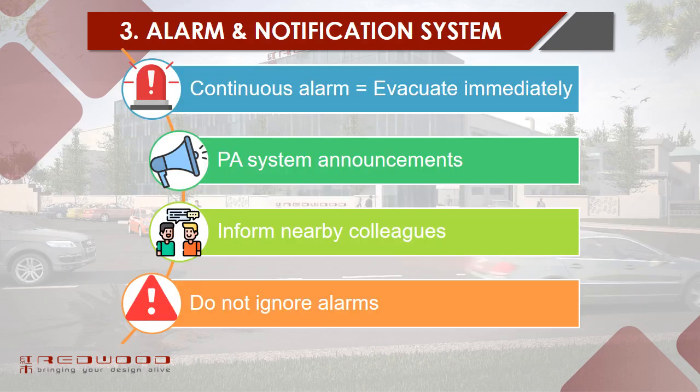Alarm and notification systems. Alarm and notification systems are used to provide early warning to all employees in the event of an emergency at the workplace. When the alarm sounds continuously, all employees must immediately evacuate the area and follow the established emergency evacuation procedures. Notifications may also be delivered through public address (PA) systems, instructions from supervisors or emergency response teams, and direct communication within the work area. All employees must remain alert and should never ignore any alarm sounds or instructions given.